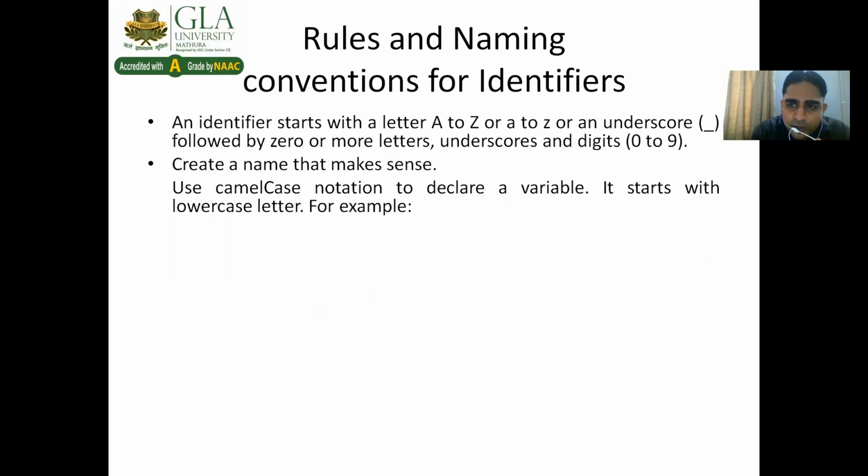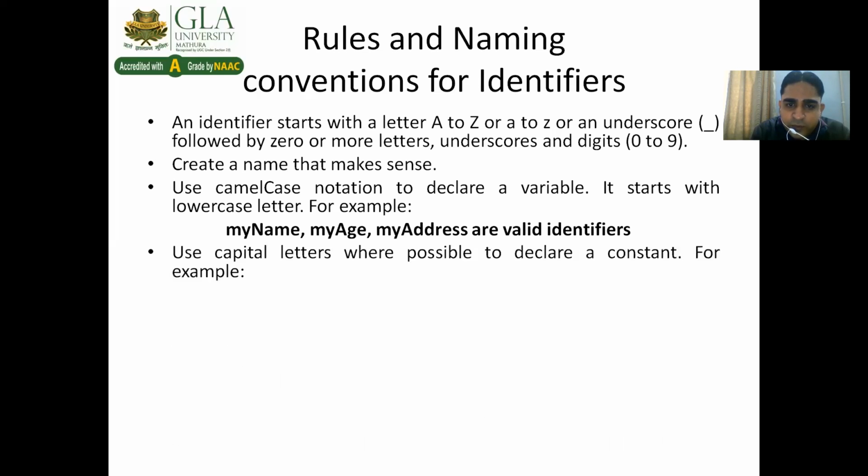Use camel case notation, in which we write in small letters, and for every word in the identifier, the first character is taken in capital letter. This is called camel case notation. So use camel case notation to declare a variable. It always starts with a lowercase letter, but as soon as the word changes, the first alphabet of the word is in capital letter. So it is easy to understand. It is also a convention, like myName, myAge, myAddress. All these are valid identifiers, right?